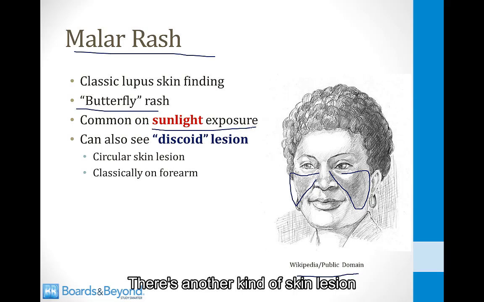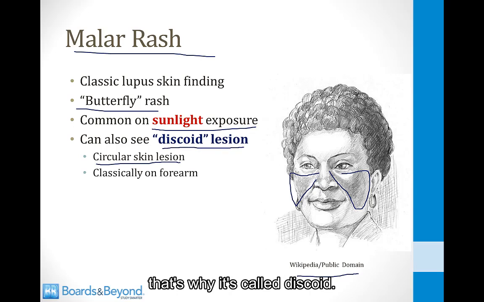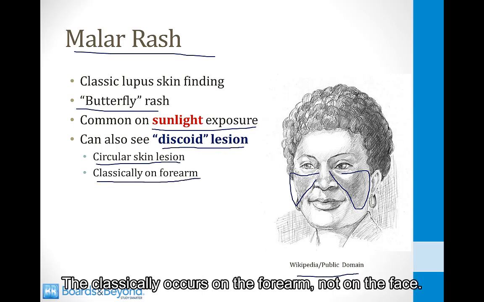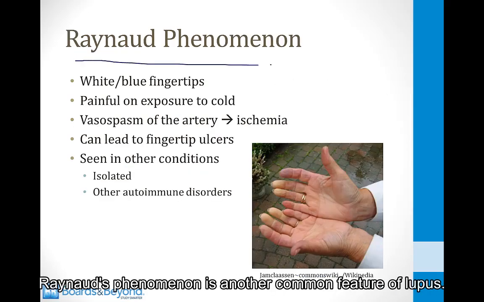There's another kind of skin lesion that patients with lupus can also get, and this is called a discoid lesion. It's a circular skin lesion, that's why it's called discoid, and it classically occurs on the forearm, not on the face. Raynaud's phenomena is another common feature of lupus.